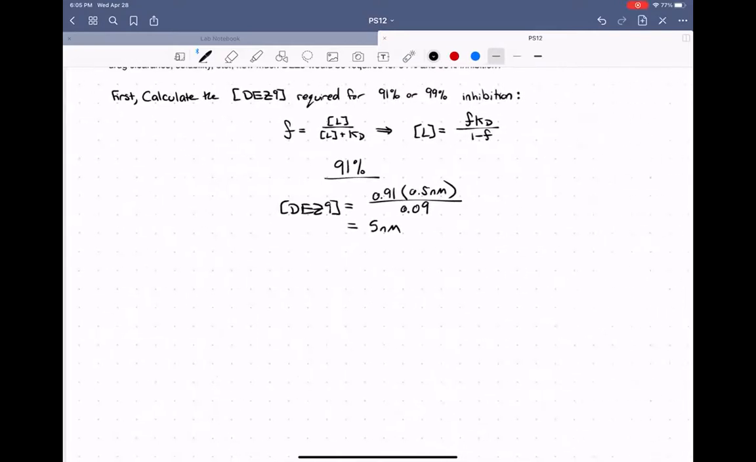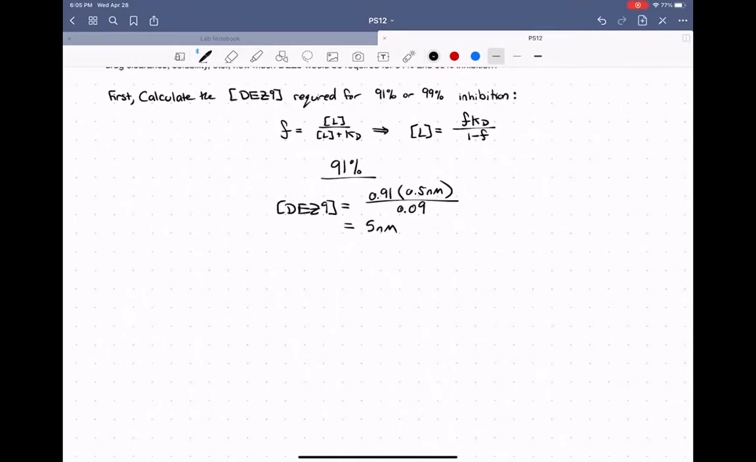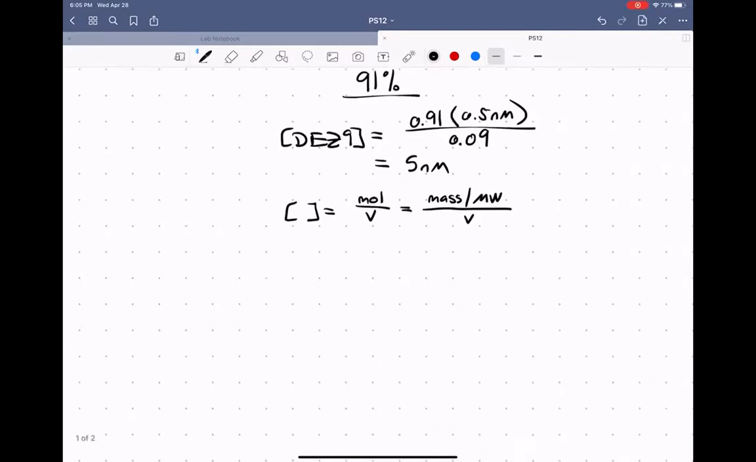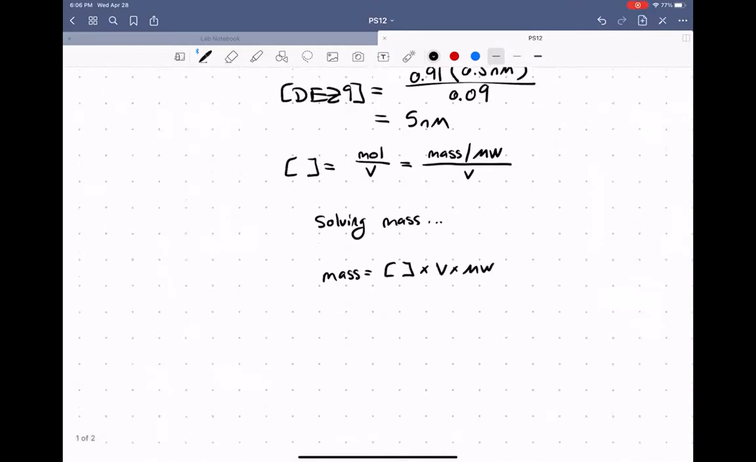Going on from that, the reason we wanted to calculate concentration is because you can relate this to the mass. If you recall, the concentration of something is equal to the moles over volume, and moles can be found by doing mass divided by the molecular weight of that molecule, all over V. Solving for mass will give us mass equals concentration times volume times molecular weight.